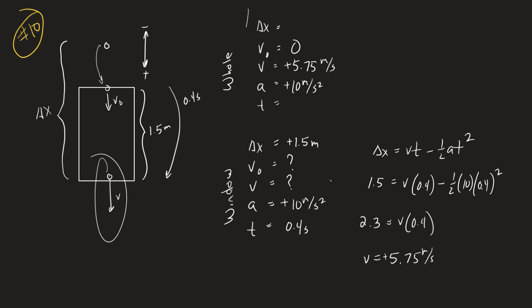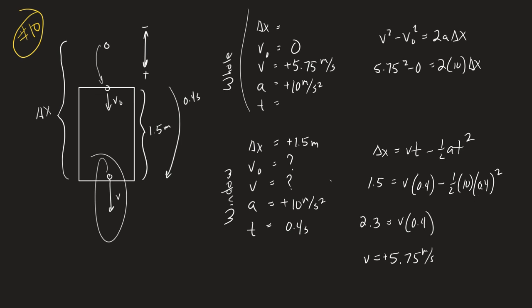I'm thinking we've got a method to get to the answer here. I think at this point we're kind of done. I don't know that you need me to do the arithmetic, but I will at least point out that this is the likely path to get to your answer. 5.75 squared minus 0 equals 2 times 10 delta x. So, I don't know what that is. But I'm confident that you guys can figure it out.